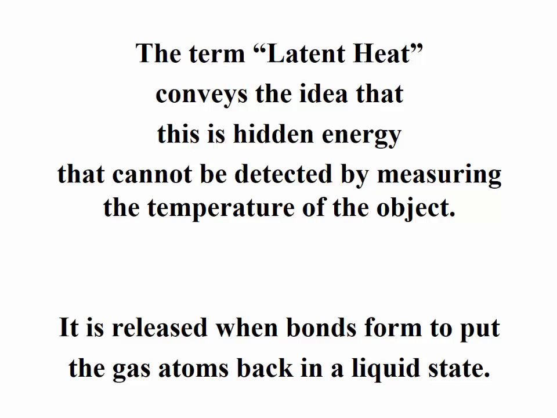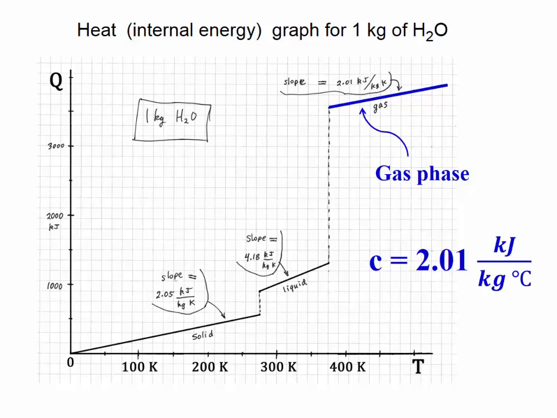The term latent heat conveys the idea that this is hidden energy that cannot be detected by measuring the temperature of the object. It's energy that can be released when the bonds form to put the gas atoms back into a liquid state, or that has to be removed from you in order to make the transition from liquid to gas. Once it's in its gas phase, it again has a nice linear slope, although at a different slope than it has as either a liquid or a solid.